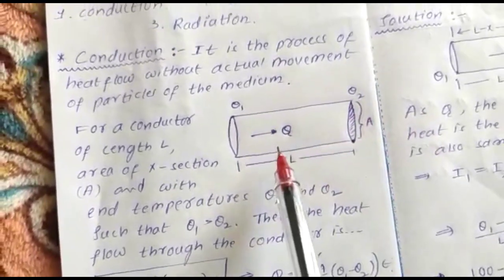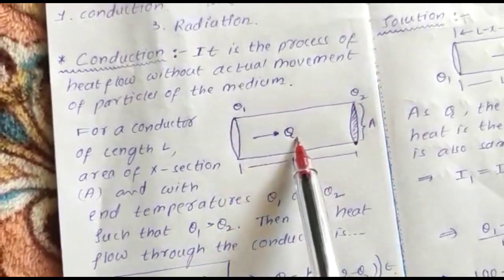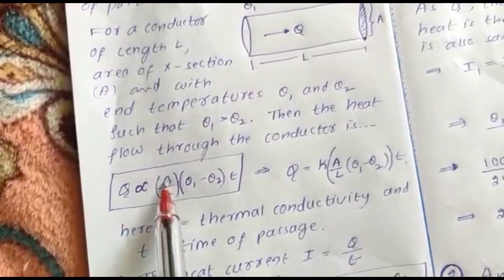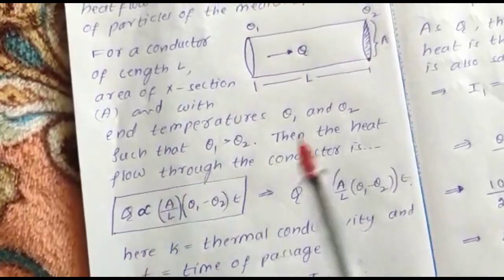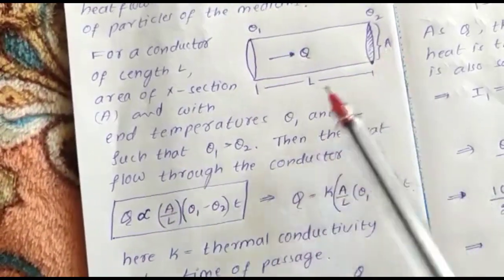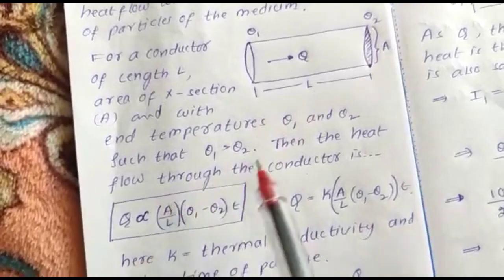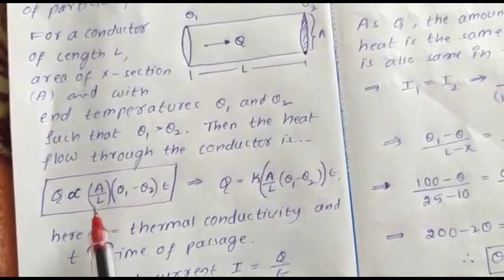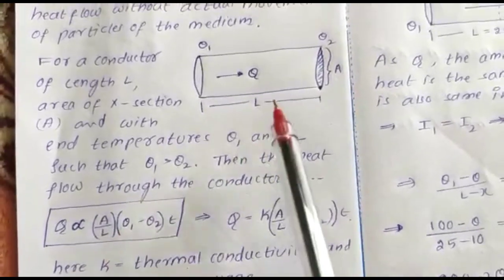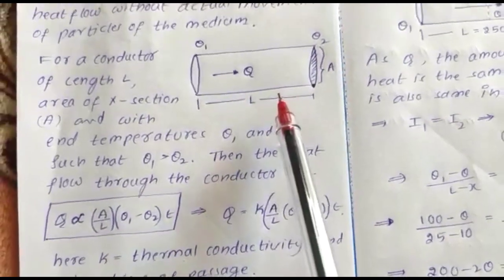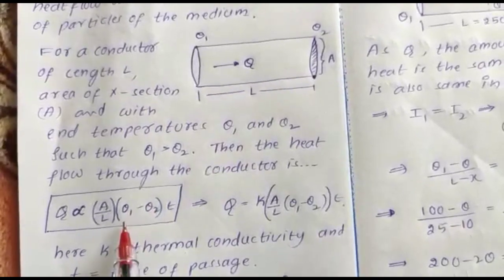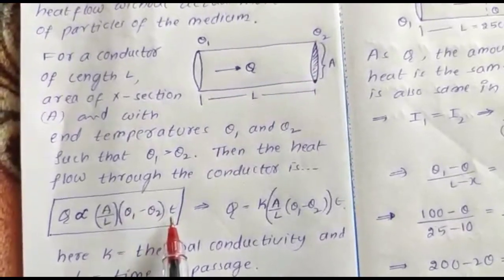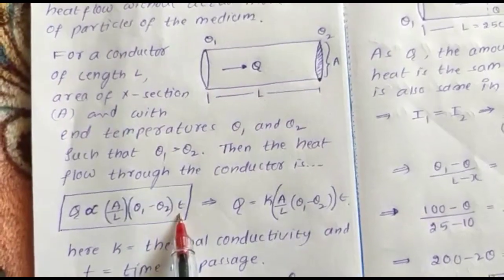Now, the amount of heat flow through the conductor or rod, Q, is directly proportional to the area of cross section. This means if the area of cross section is more, the amount of heat flow is also more. It is inversely proportional to the length of the conductor, which means the more the length of the conductor, the lesser the heat flow. It is directly proportional to the temperature difference, and also directly proportional to the time of flow of heat, that is t.